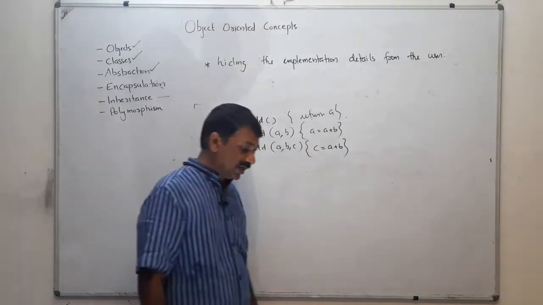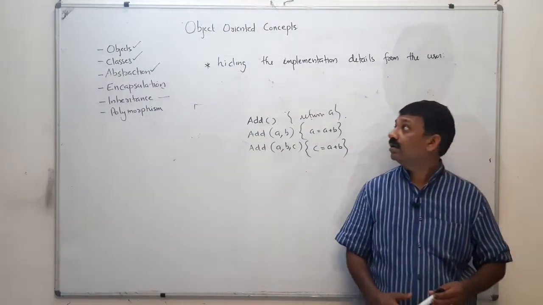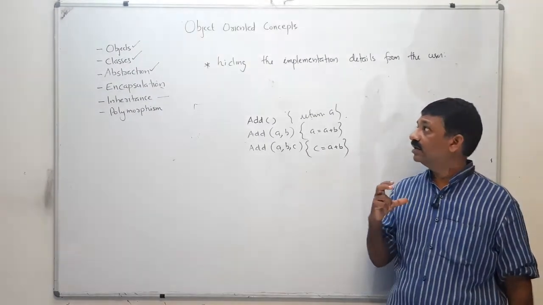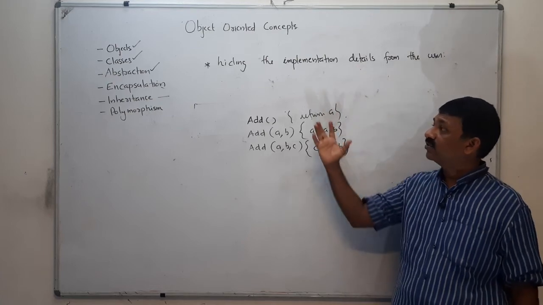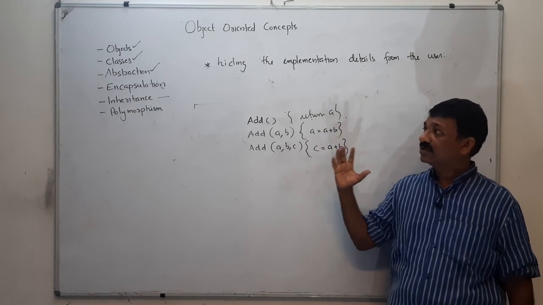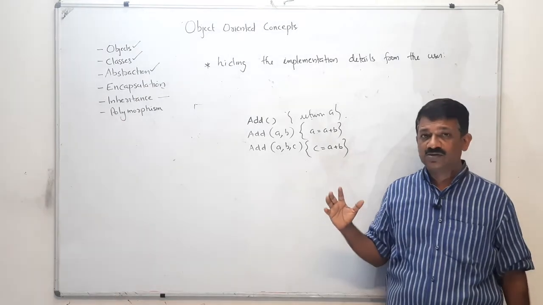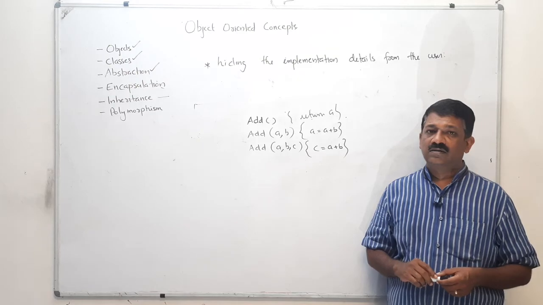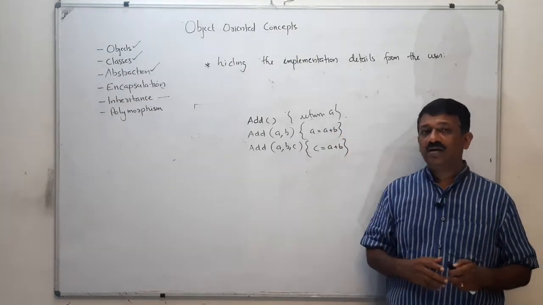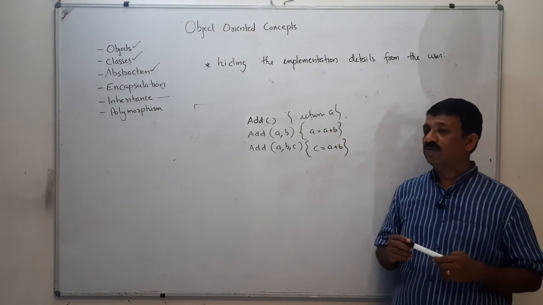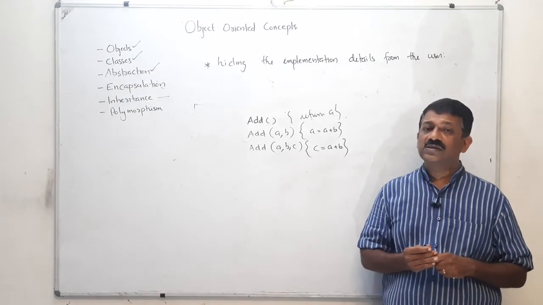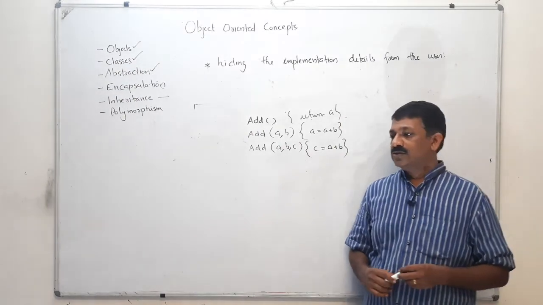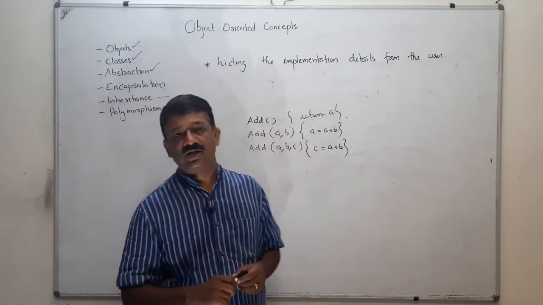These are the important concepts as far as object-oriented concepts are concerned: objects, classes, abstraction, encapsulation, inheritance, and polymorphism. All of these we will discuss later in detail. In our object-oriented programming subject, we are going to discuss all these concepts based on Java. With this I conclude this session. Thank you.